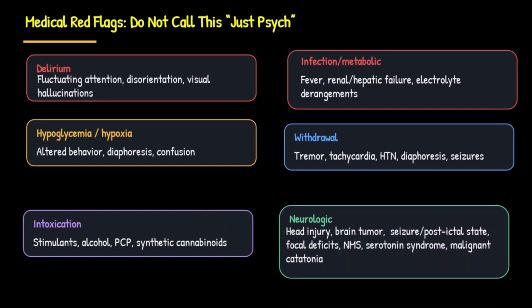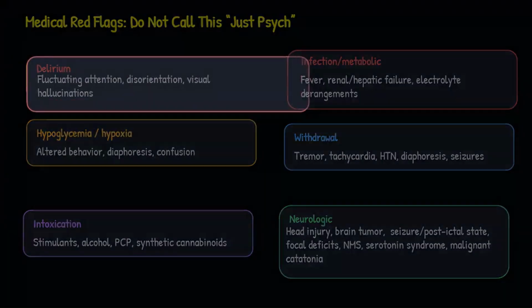There are also neurologic causes of agitation. So you want to look for a history of head injury. If you can get a CT, look for a brain tumor. Seizures can cause a postictal state where patients are agitated. You might see focal deficits. If they have a history of antipsychotics, look out for NMS. If they have a history of antidepressant use or NMDA use, look out for serotonin syndrome. Malignant catatonia, all of these can cause agitation, and you do not want to miss these medical causes.